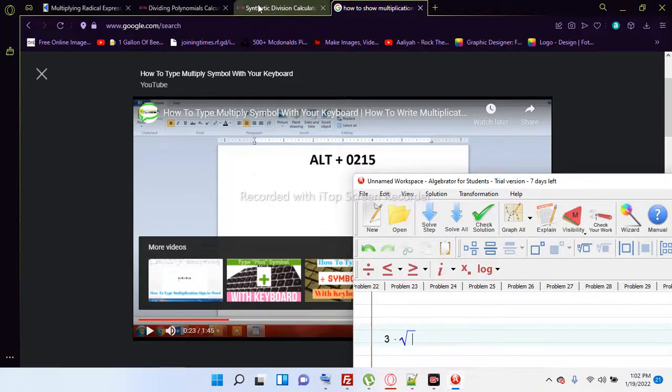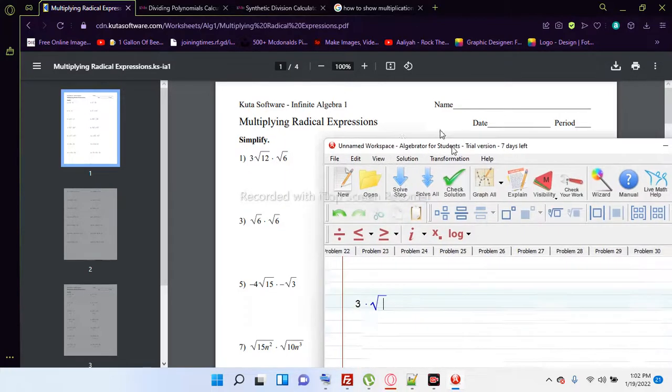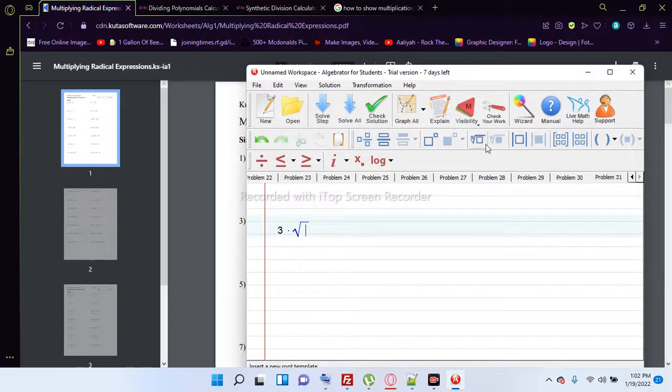Okay, let's go back. 3 radical 12 times radical 6. Again, we got to figure out how to do that, and I'm working with you to figure out how to do that right now. Let's see. Multiplication. Let's try it again.